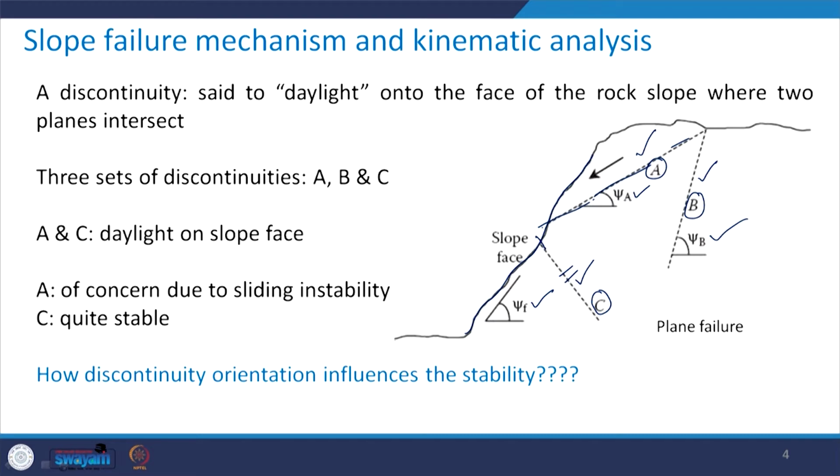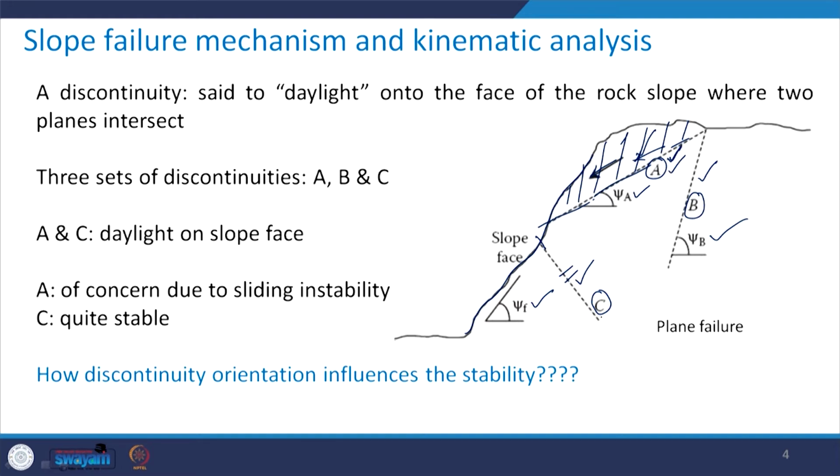So, we can say that these discontinuity sets A and C daylight on the slope face. This discontinuity A is of concern due to the sliding instability. You see what will happen? The mass of the rock which is there on top of this discontinuity will have a tendency to slide in this direction along this discontinuity A.